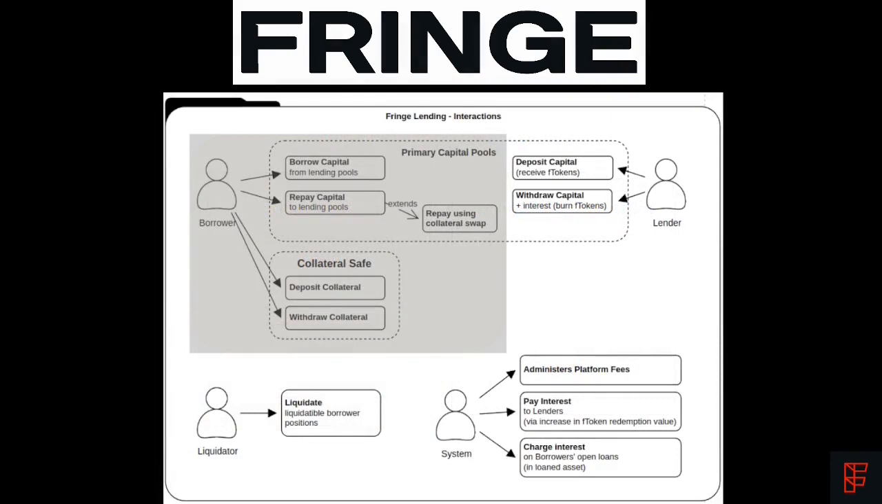Looking more closely at the Fringe borrowing facility, we can see here with the highlighted component of this interaction diagram that we'll be focusing on the borrower functions, where the borrower can borrow capital, otherwise known as taking out a loan, and they can repay the loan, as well as depositing collateral and withdrawing collateral.